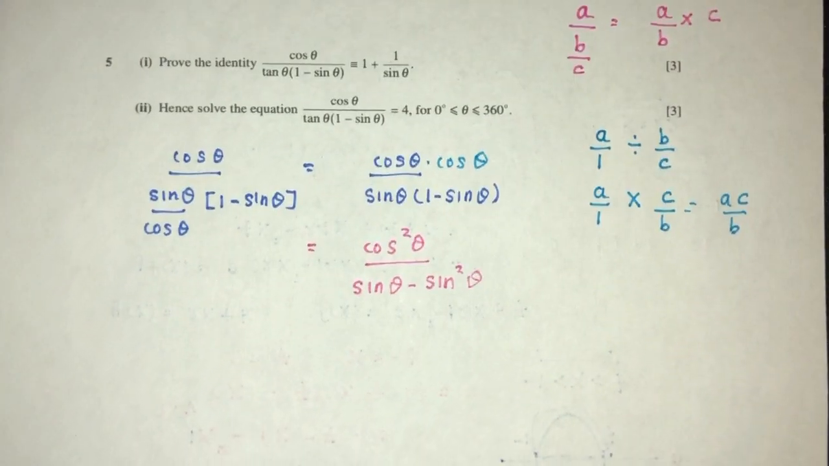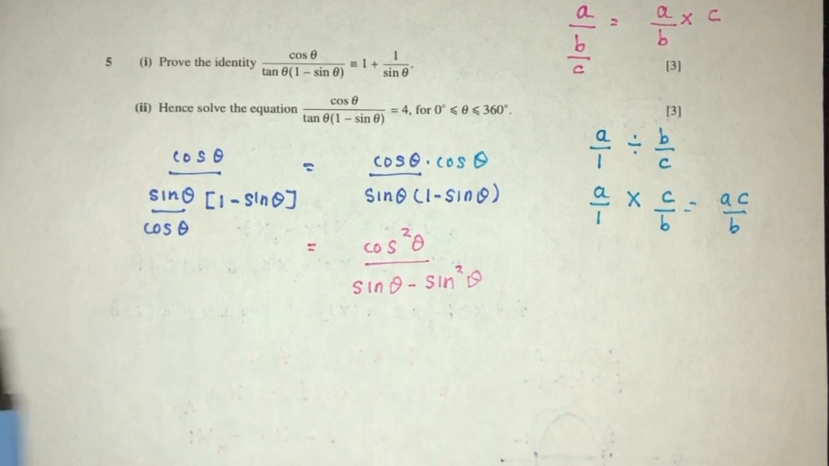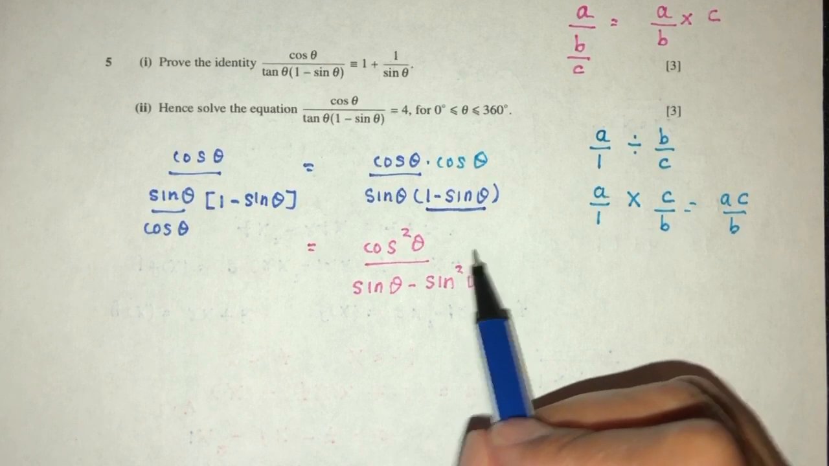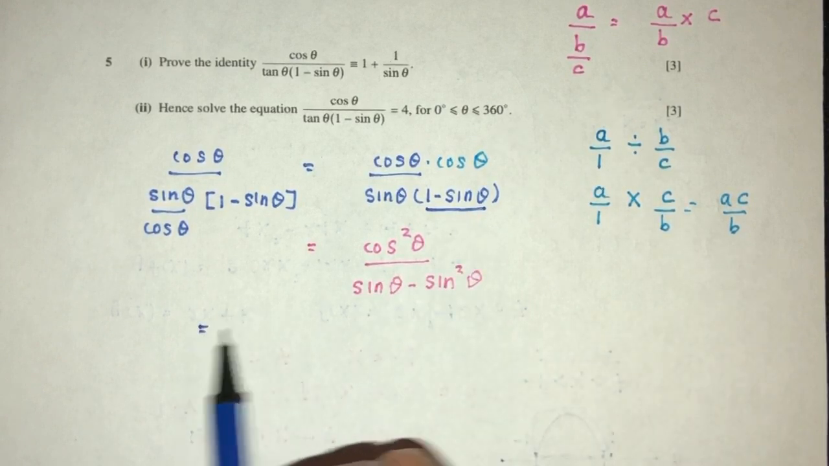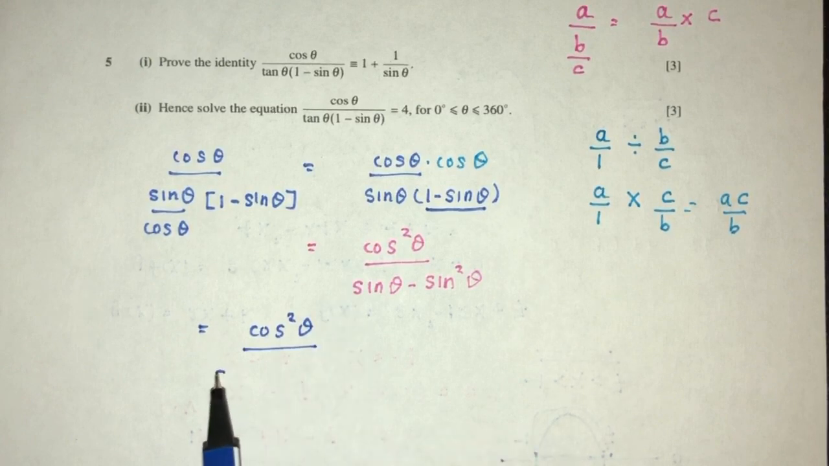Now what do we understand? We understand that we can do something with this. Actually, I kind of did something that I should have done. Let me explain. Because I could have used this. I don't need this one. Let me go back to this one. So on top you have cos squared theta. At the bottom you have sine theta times 1 minus sine theta.